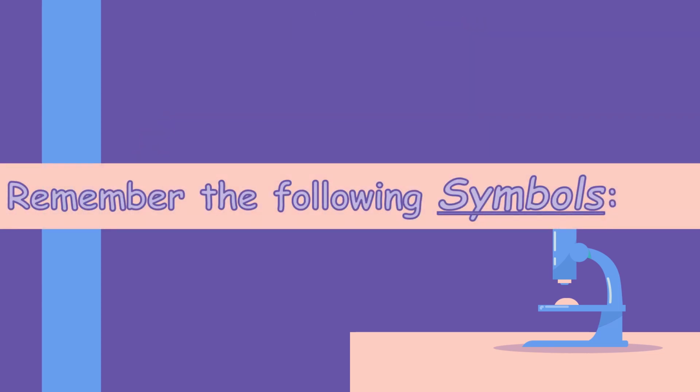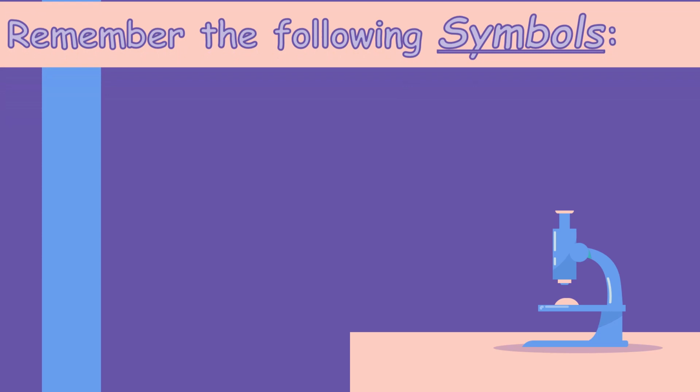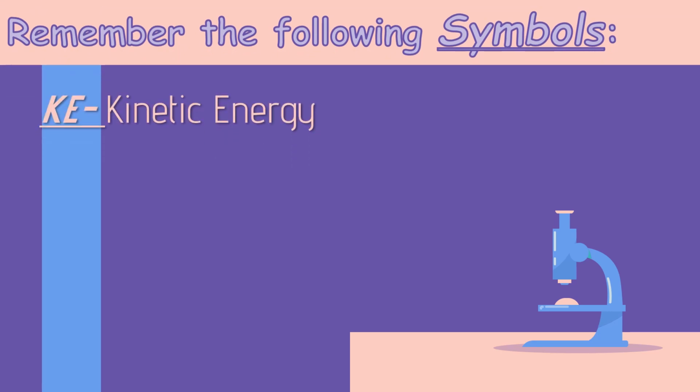So again, remember the following symbols for kinetic energy. Capital letter K and capital letter E stand for kinetic energy, while the small letter m stands for mass and the small letter v stands for velocity.